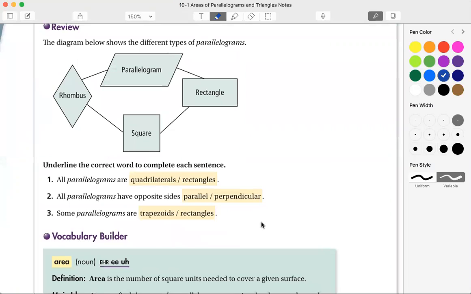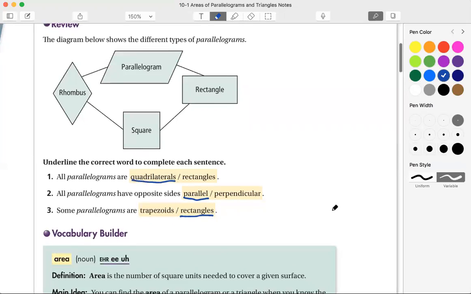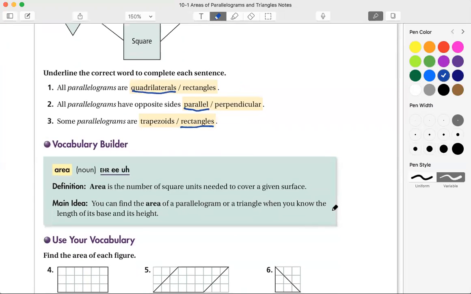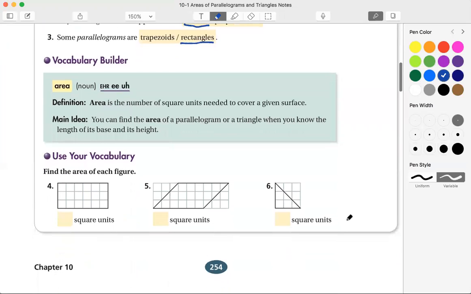Underline the correct word to complete the statements. All parallelograms are quadrilaterals. All parallelograms have opposite sides parallel. Some parallelograms are rectangles. So, definition: area is the number of square units needed to cover a given surface. You can find the area of a parallelogram or a triangle when you know the length of its base and its height.